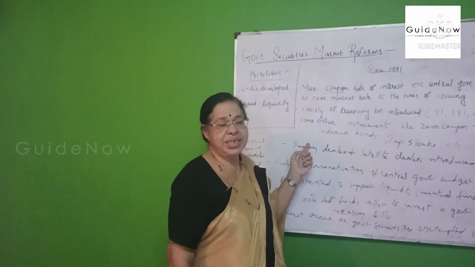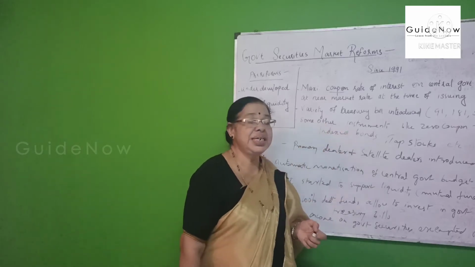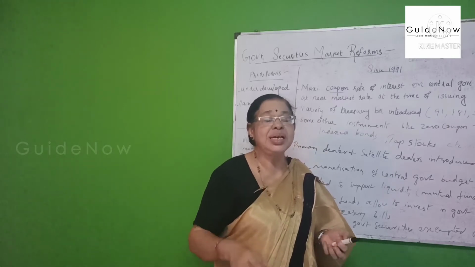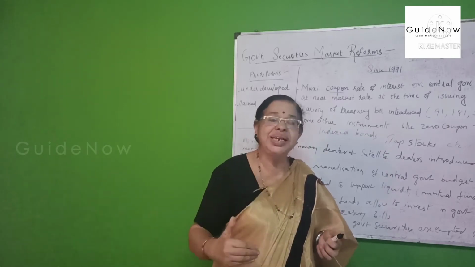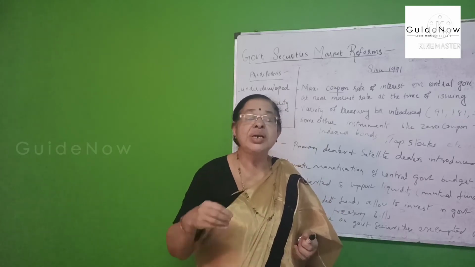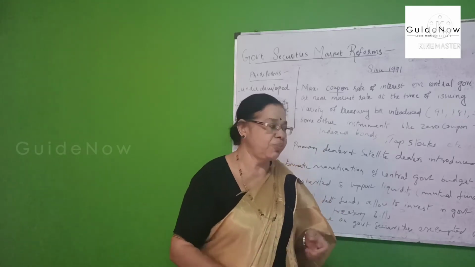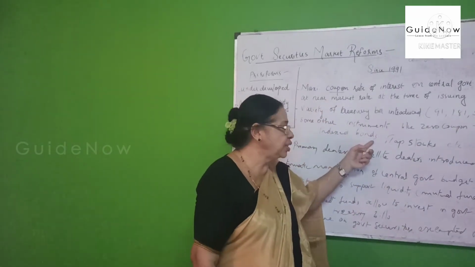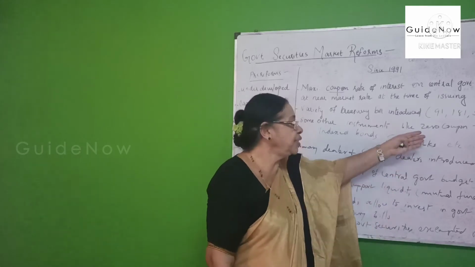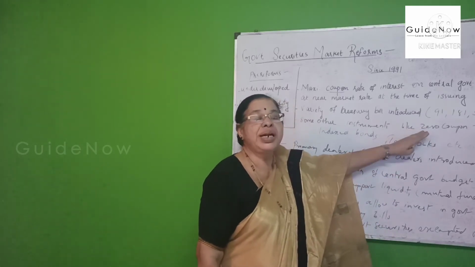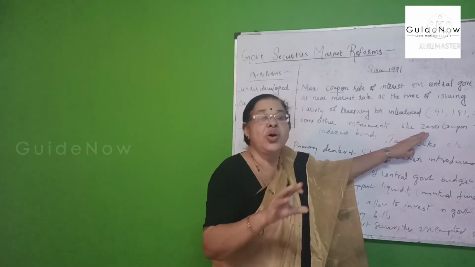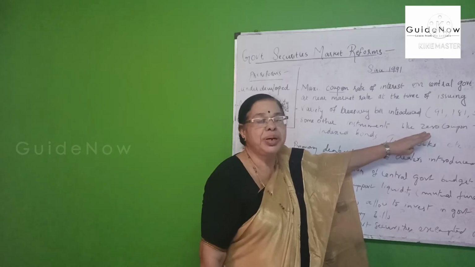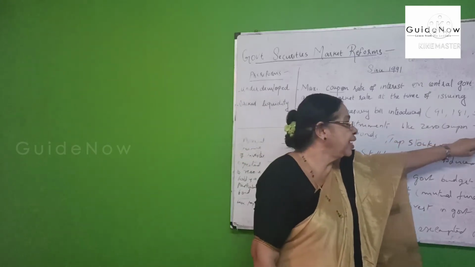And the third important reform is some other instruments. In order to improve the security market, the government introduced so many securities or instruments, like zero coupon bonds, then capital indexed bonds and tap stocks, etc. Zero coupon shows that the coupon rate of interest is considered as zero. There is no rate of interest for holding the particular bond. Zero coupon rate.